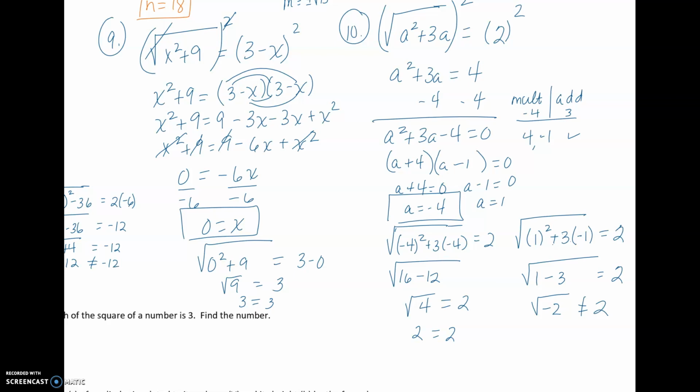Oh, wait, did I call that a negative 1? Hold on here. That's a positive 1. So let's go back and do this. So this is 1 plus 3. So that is the square root of 4 equals 2. So 2 equals 2. 2 does equal 2. So that works. So we had a negative 4, which we squared and got positive 16 minus 12, so they both work.